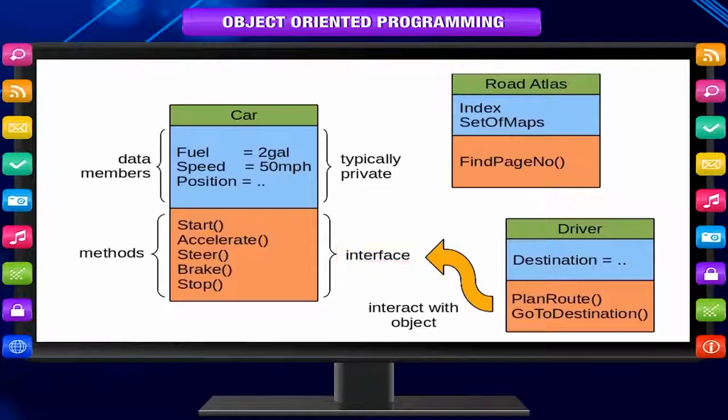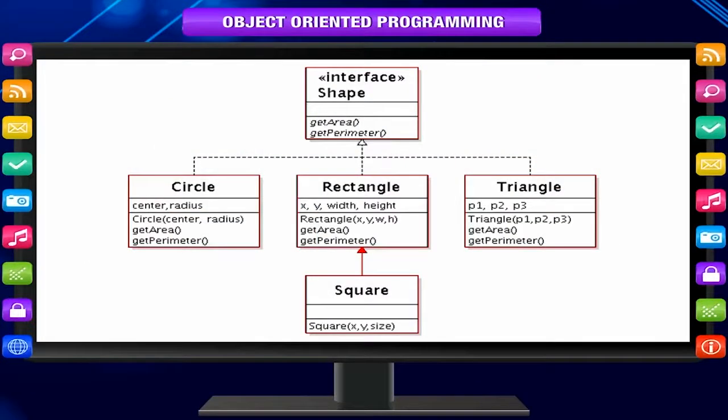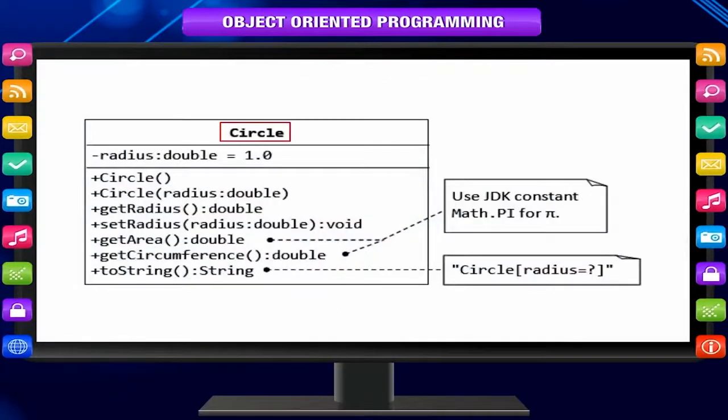For example, consider an interface shape with a group of functions for area and perimeter. A class square that implements this interface will have methods to calculate area and perimeter of a square. Another class circle could also implement this interface to calculate the area and perimeter in another way.